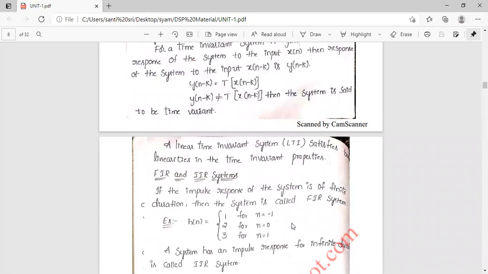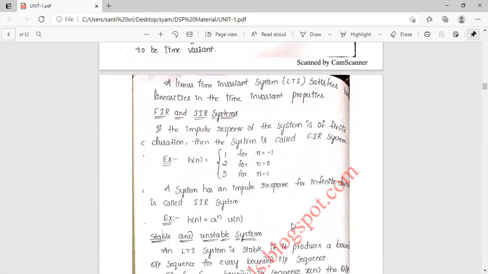Next, FIR and IIR systems. If the impulse response of the system is of finite duration, then the system is said to be a FIR system. That is, h of n equal to 1 for n equal to minus 1, it is 2 for n equal to 0, it is 3 for n equal to 1. That is the FIR system. A system that has impulse response of infinite duration is called an IIR system. That is h of n equal to a power n into u of n.